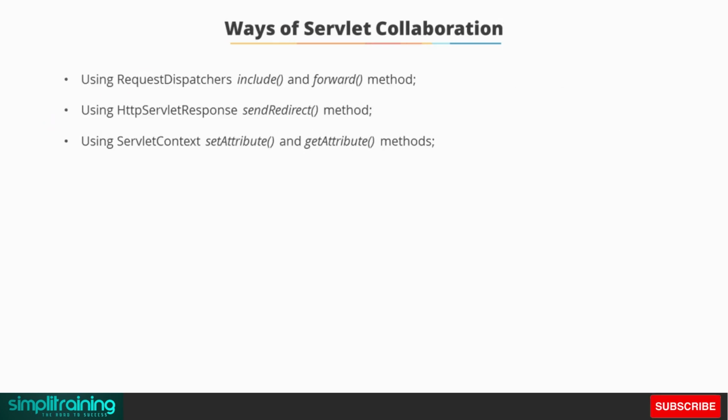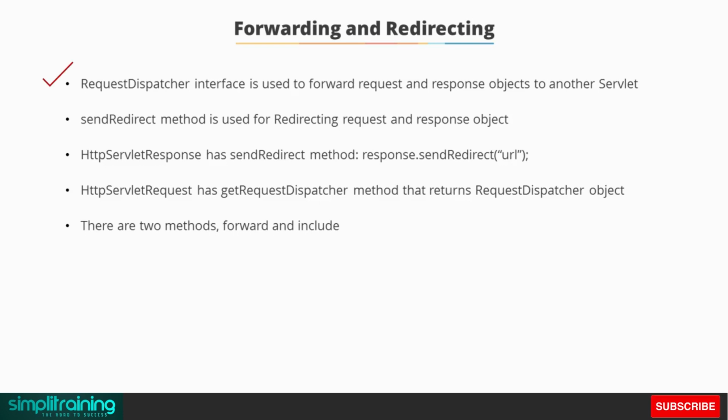There are various ways of servlet collaboration. We can use the RequestDispatcher include and forward methods. We can use the HttpServletResponse sendRedirect method, and we can use the ServletContext setAttribute and getAttribute methods. The RequestDispatcher interface is used to forward the request and response objects to another servlet. The sendRedirect method is used for redirecting request and response objects.